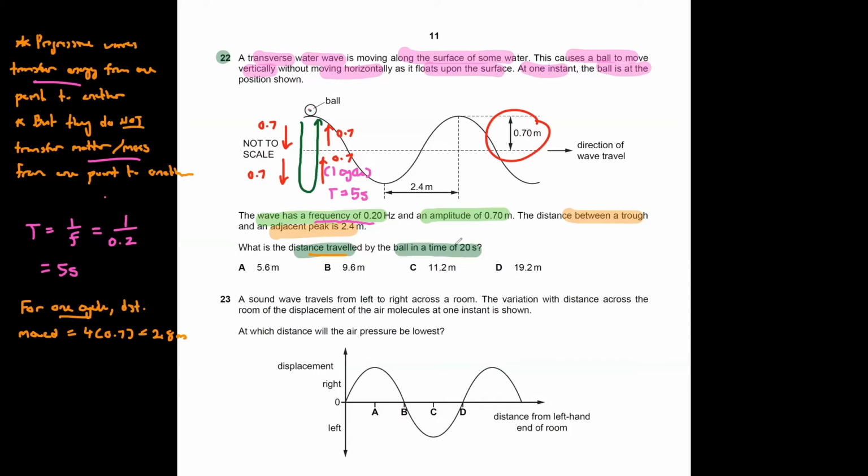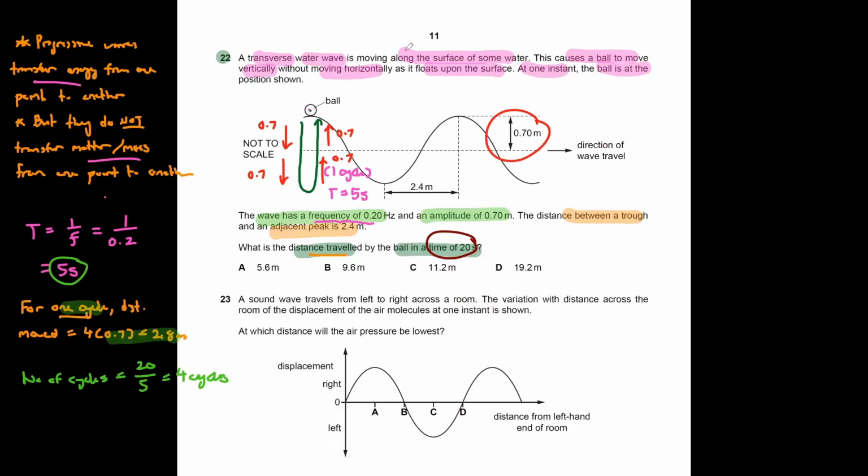Now the question says, what is the total distance traveled for a time of 20 seconds? So in your case, you try to find out how many cycles there are in 20 seconds. So number of cycles, you take the time, 20 seconds, you divide by the time taken for one cycle, which is 5 seconds, you will end up with 4 cycles. So in 20 seconds, your ball would have oscillated 4 cycles. And in one cycle, you know your distance traveled is this.